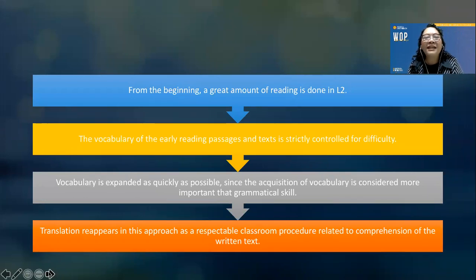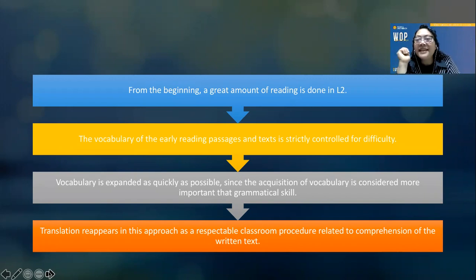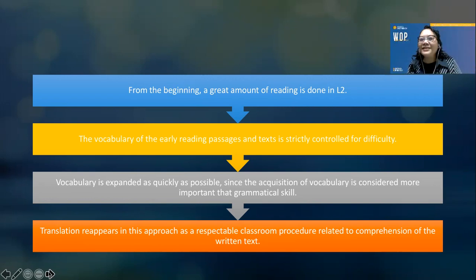So this is the feature in the classroom. What does it look like, Crystal? Okay. From the beginning, a great amount of reading is done in L2. Yeah, L2 is second language. Oh, second language. All right. The vocabulary of the early reading passages and texts is strictly controlled for difficulty. Vocabulary is expanded as quickly as possible, since the acquisition of vocabulary is considered more important than grammatical skill. And then translation reappears in this approach as a respectable classroom procedure related to comprehension of the written text.